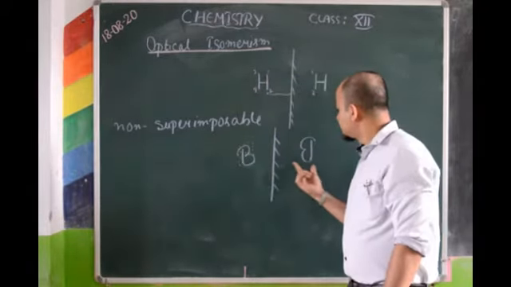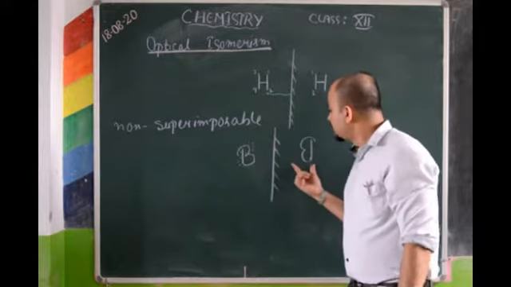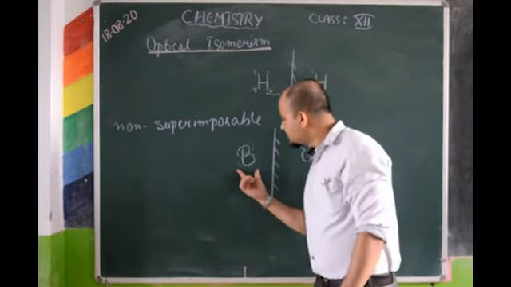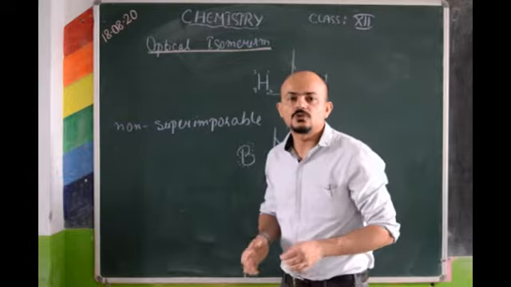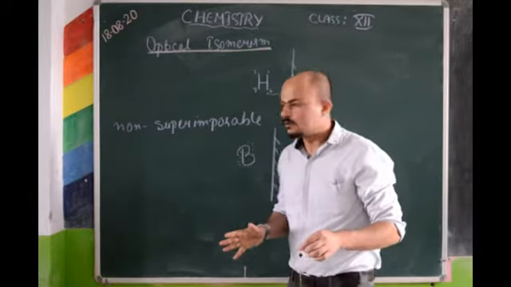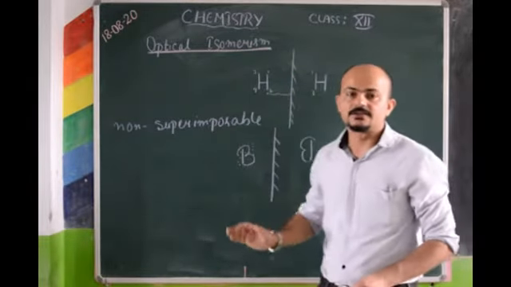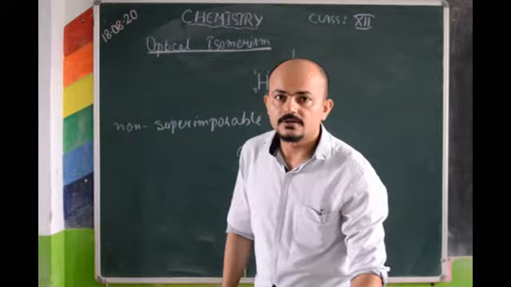Now, such a mirror image and this object have the tendency to show optical isomerism. Hope this is clear. This was explained in class 11 also, in the organic section.